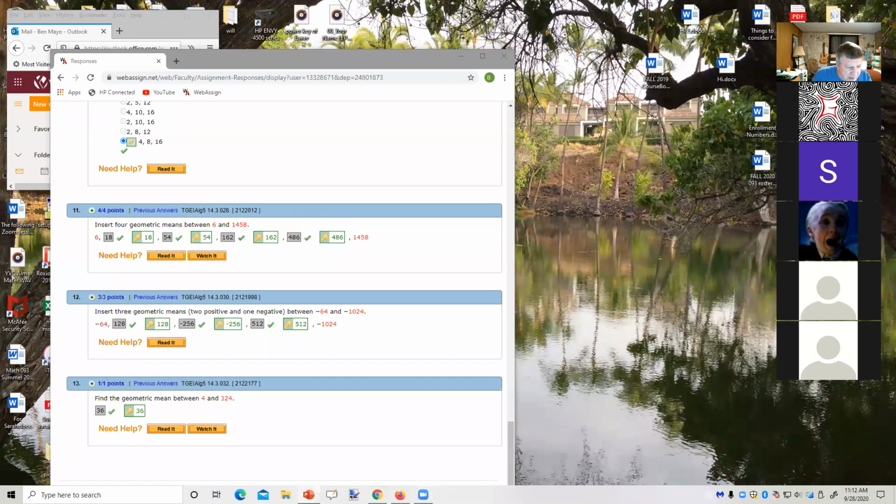So it says, find the geometric mean between 4 and 324. Is that similar to yours? Yes. Okay, so A sub 1 is 4. I need to find A sub 2, and A sub 3 is 324. I'm going to use A sub n equals A sub 1 times r to the n minus 1 power. Okay.